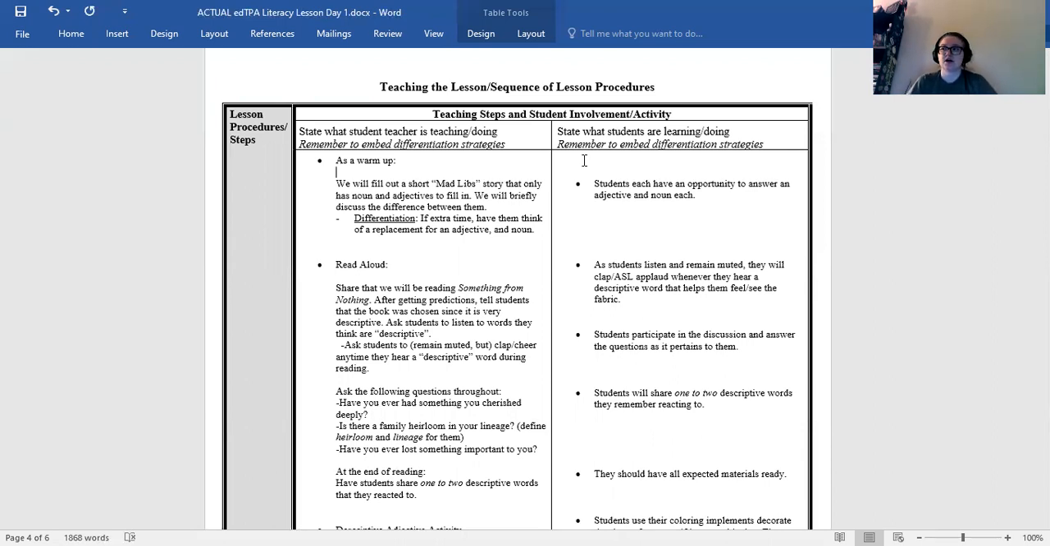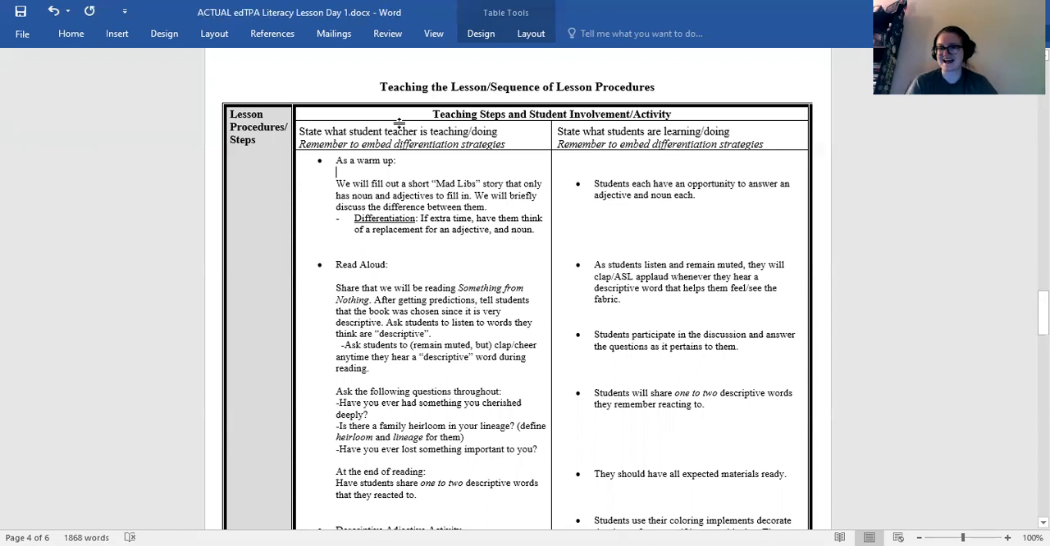Depends on how many students you're planning on assessing before moving on. If you're trying to do everybody, give yourself more time for that. But in this case, everybody's 5, 6 people. So 5 minutes should be good. Max. If extra time though, have them think of a replacement for an adjective and a noun. So for it within the story. So just a fancier replacement.